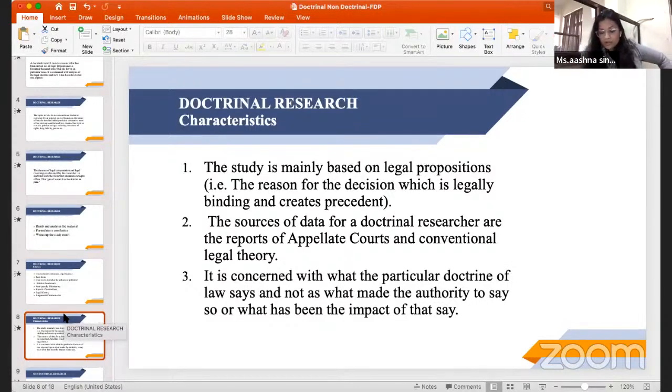If I talk about doctrinal research and its characteristics, I talk about it being a study that is based on a legal proposition, the reason for the decision which is legally binding, and that being creating a precedent. The sources of data for a doctrinal researcher are the reports of the appellate courts and the conventional legal theory. It is concerned with what the particular doctrine of law says and what made the authority to say it, or what has been the impact of that particular judgment in question.